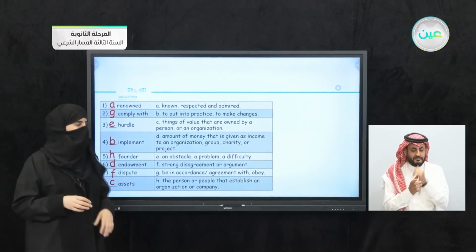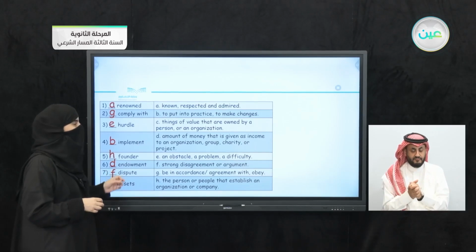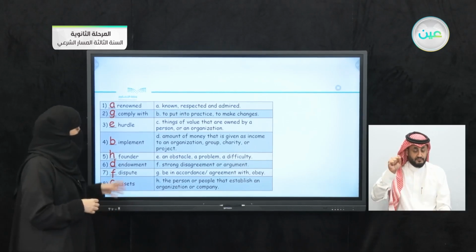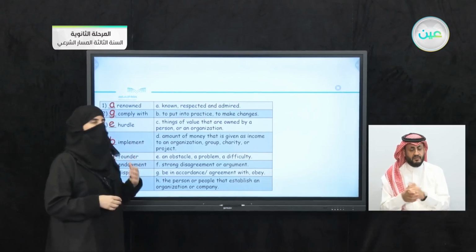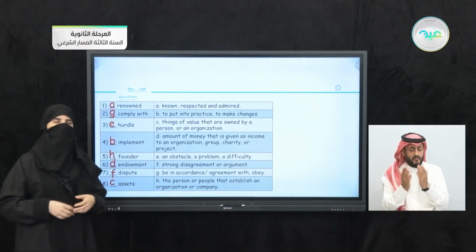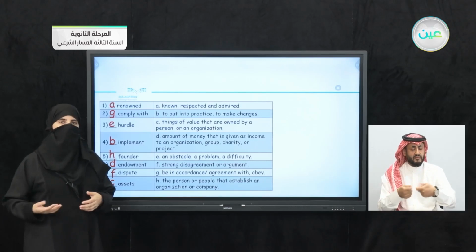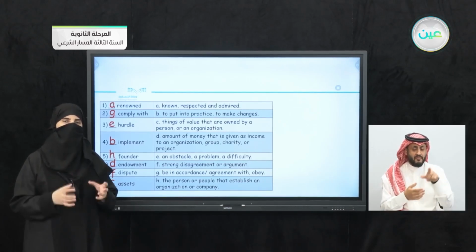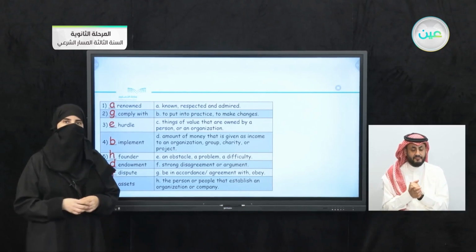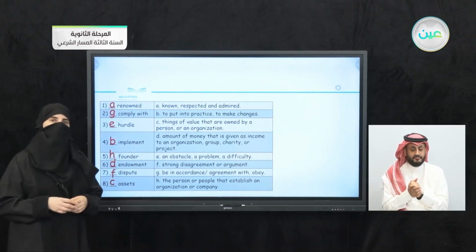Now this leads us to the last word, which is the word assets. Now assets, you can see that we have things of value that are owned by a person or an organization. Of course, they can be money, houses, cars, or different things that are owned by the same person or organization, as we mentioned. So we have lots of words.